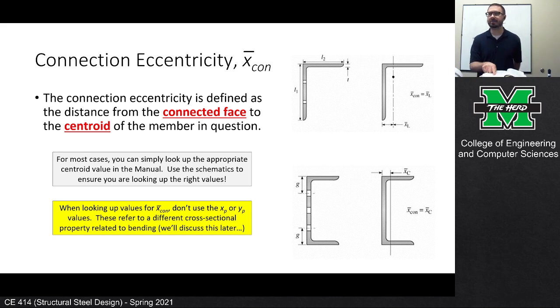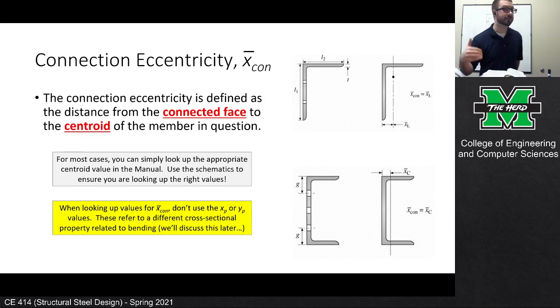R is the radius of gyration. We'll talk about the radius of gyration actually here in a bit. And then there's X bar, and then there's X sub P. Don't use the X sub P values. Don't use the Y sub P values. If you ever see those, don't use those for now, okay?